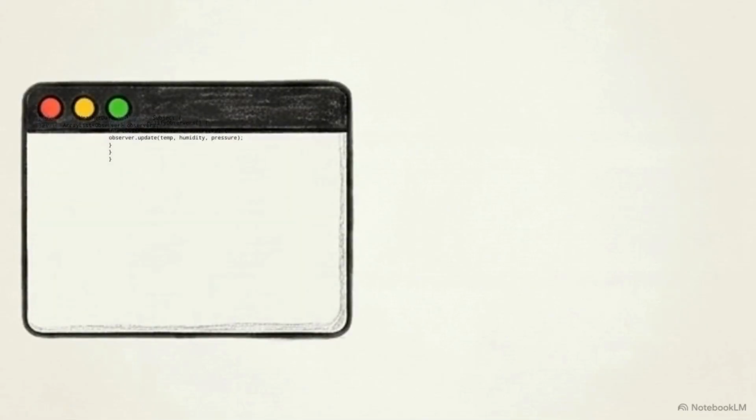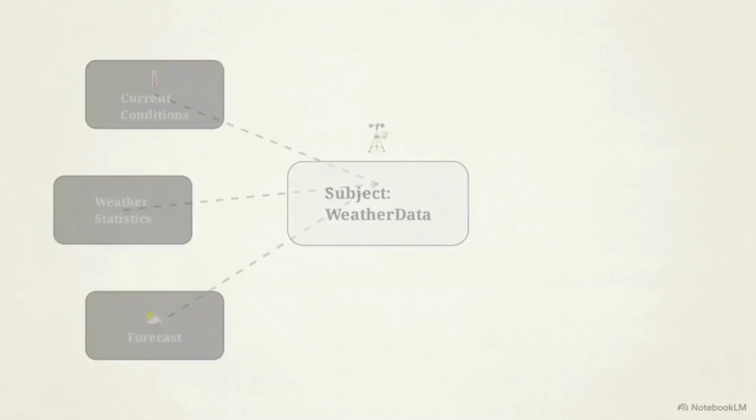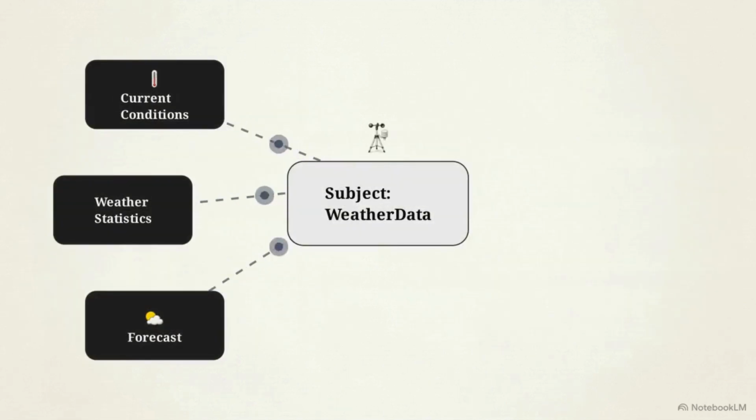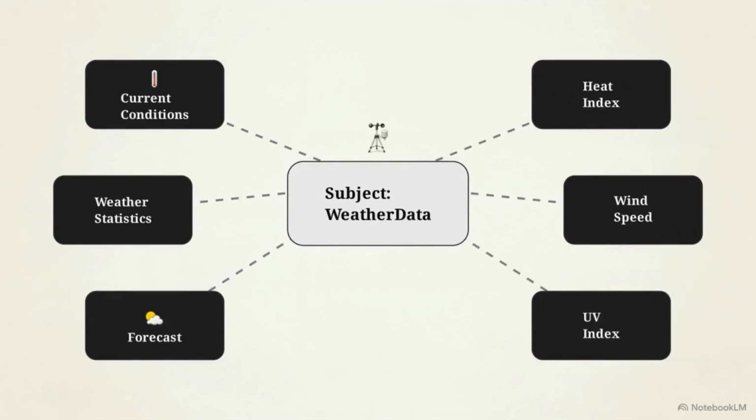In the code, our weather data class implements the subject interface, using a list to track observers. The current conditions display implements the observer interface, registering itself. When measurements change, the subject loops through its list, triggering the update method on every registered observer, passing the new values. This allows objects to interact while remaining independent.